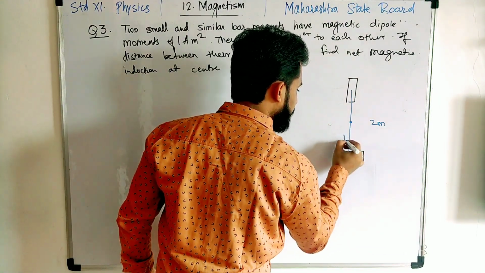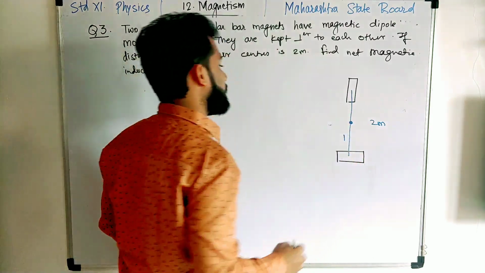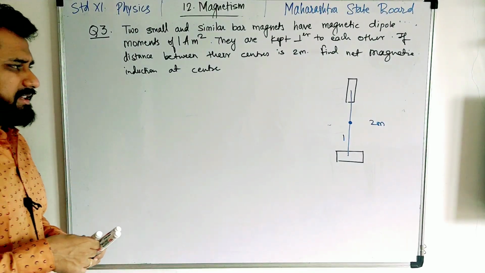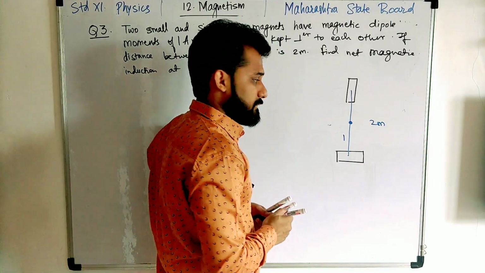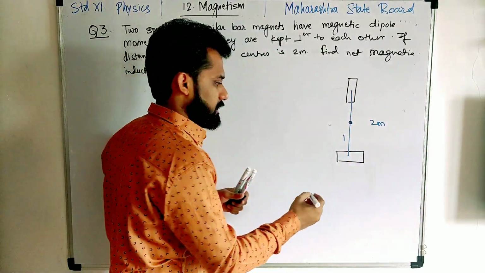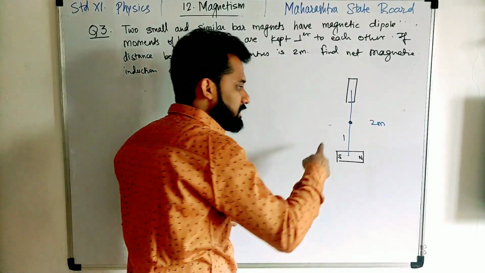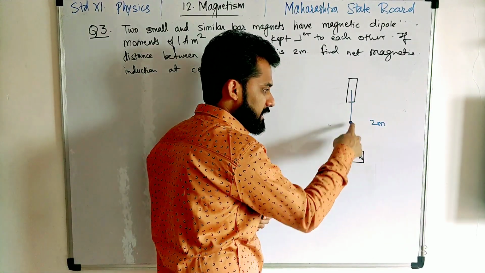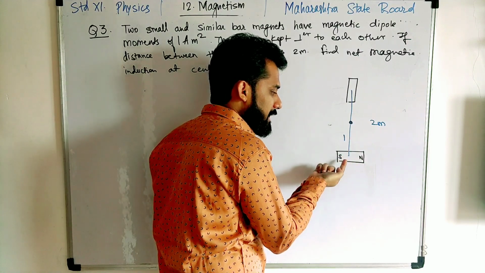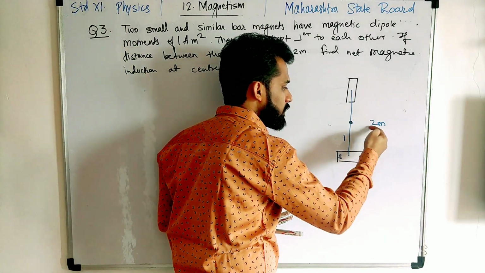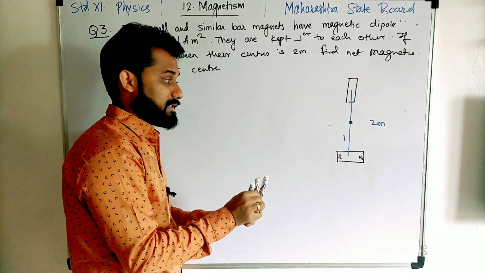मतलब यहाँ से 1 मीटर और यहाँ से 1 मीटर, यहाँ पे नेट मैग्नेटिक फील्ड क्या है? So clearly because of this magnet, the magnetic field over here, suppose if this is north, this is south, the magnetic field, this is the equatorial point, right? For this magnet it is equatorial point, and equatorial point पे magnetic field lines north से start होके it goes in the left direction. So कैसे होगा magnetic field?